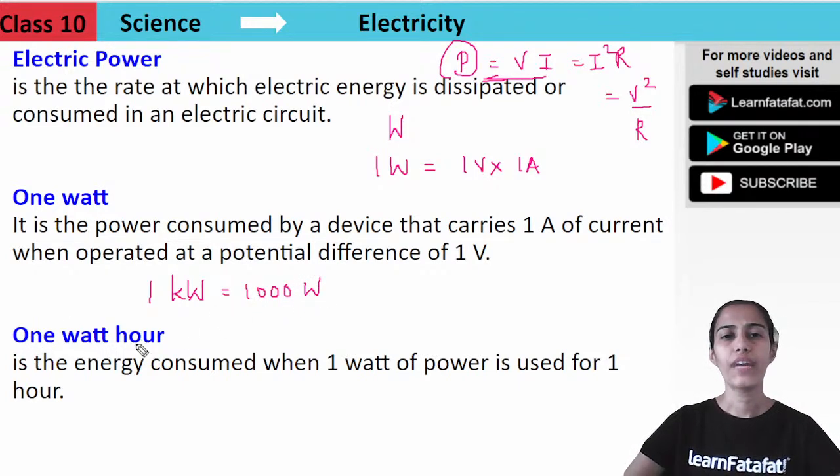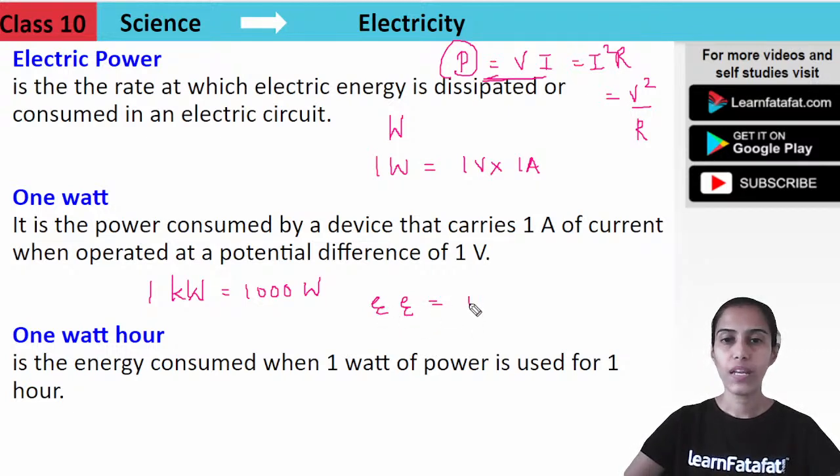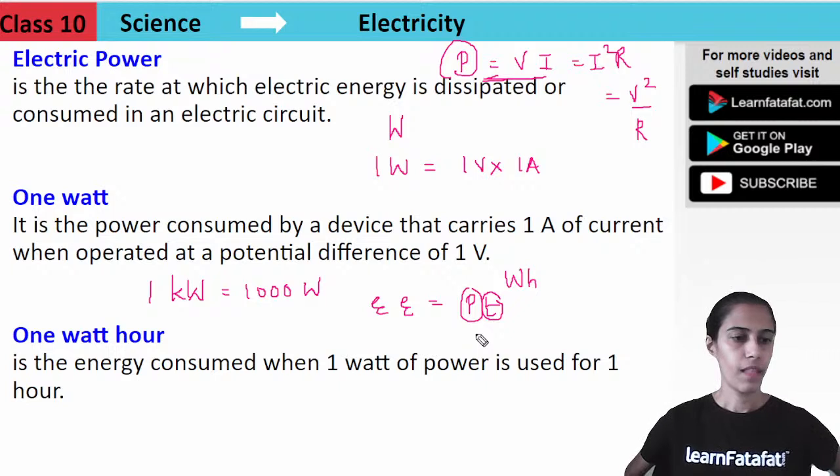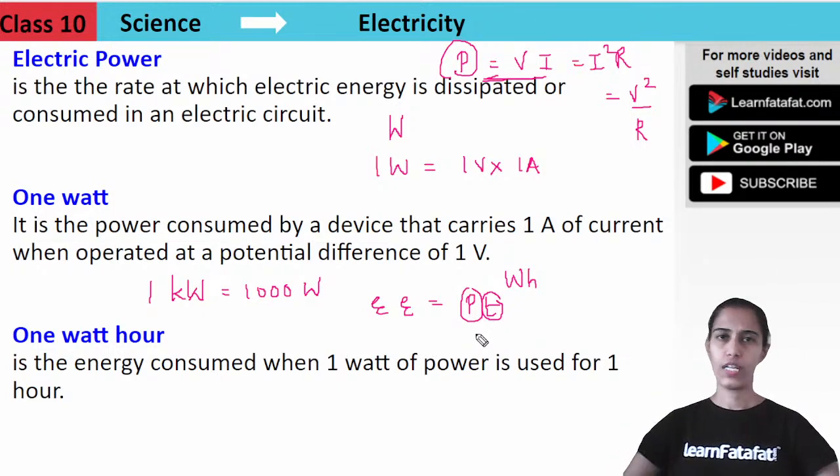Then 1 watt hour क्या है? This is electrical energy. Okay, मैं ऐसे E लिख रही हूँ. Electrical energy. तो इसका फॉर्मूला क्या था? P into T, power into time. So power का यूनिट if I take watt और time का यूनिट अगर मैं ले लूँ hour. But watt hour is not the SI unit. Okay. SI unit, if they ask you electric energy, you have to write joule only.